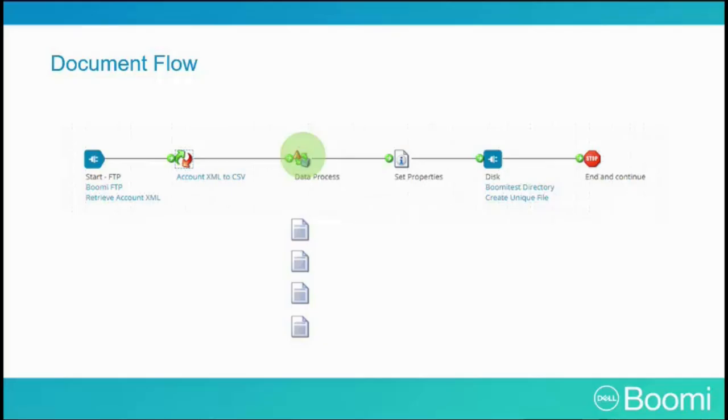Our documents now have the data process shape applied to them. In this example, the 4 documents are combined into a single document. Due to the data process shape, the 4 account documents, each containing a single record, are now a single batch document consisting of 4 records. The set properties shape adds document properties. In this case, the document is given a specific file name before being written to disk. We'll learn more about the set properties shape soon. The document is then written to disk.